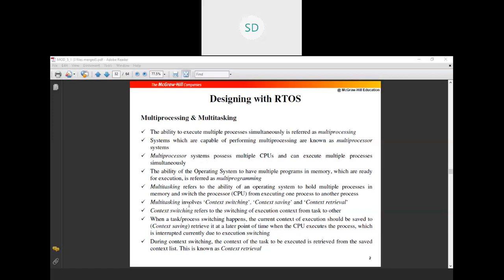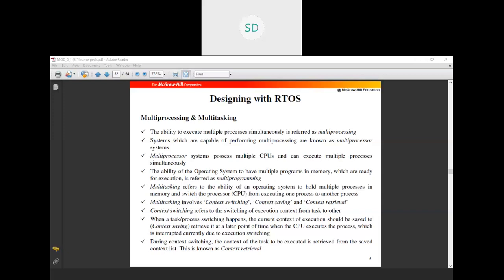Whereas multitasking refers to the ability of an operating system to hold multiple processes in memory and switch the processor from executing one process to another process. That is, in multitasking, you'll have only one CPU, only one execution unit. In this approach, you get a feel that multiple CPUs are there, but actually only one CPU is there. Here, the entire task or process will be in the ready queue.